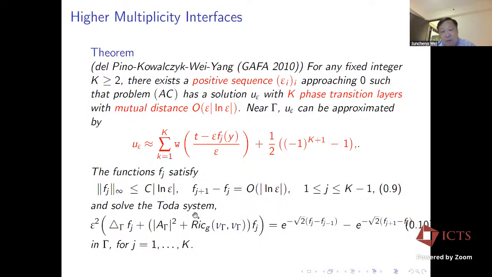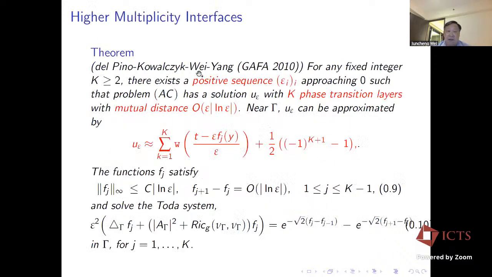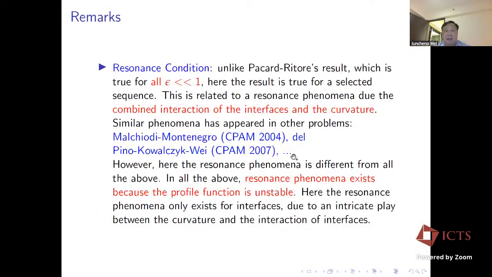So how to solve the problem? This is the Jacobi-Toda system. Here we have a resonance condition, because this Jacobi operator is highly unstable, and this instability will resonate with the instability of the Toda system. So here we use a resonance condition, and a similar idea appeared in the work of Malchiodi, Montenegro and many other papers.